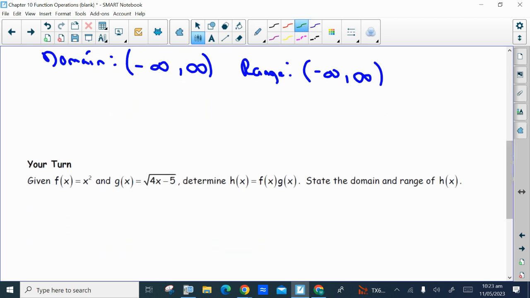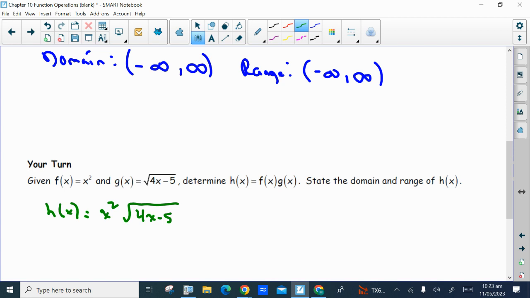For this next one, again, we're doing the product. H at x is f at x, which is x squared, times g at x, which is the root of 4x minus 5. And in this case, there will be restrictions on x, because the second factor is a radical.